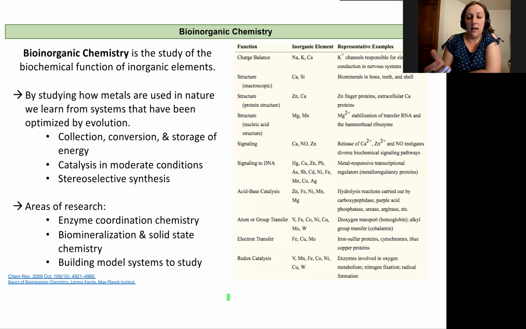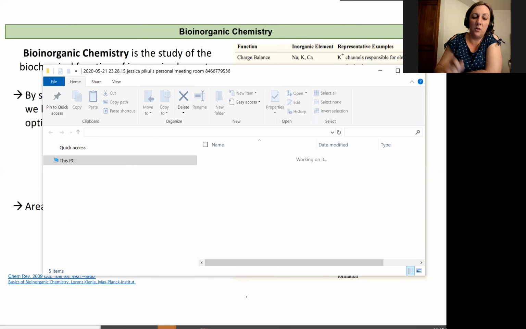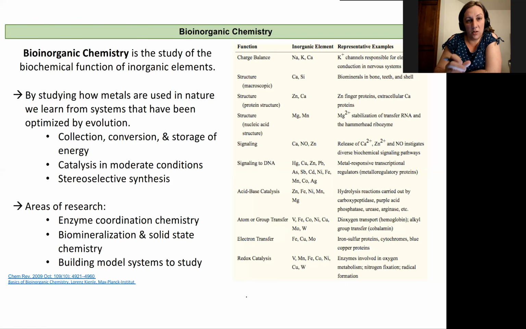On the right-hand side, it shows a lot of the inorganic elements that are utilized within our bodies. So charge balance is really dictated by these smaller cations, sodium, potassium, calcium, where a lot of our structures within our body come from calcium and silicon on a macroscopic scale, think bones. Protein structure has a lot of regulation coming from zinc and calcium ions, building the protein structure overall. And then nucleic acid structure has a lot more to do with magnesium and manganese. Cell signaling, we see a lot of calcium, NO, and then also zinc involved. And signaling in DNA has a lot of different transition metals involved in that. And this is looking at metal responsive transcriptional regulators.